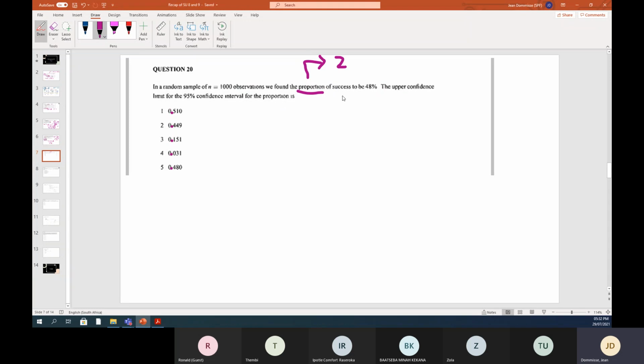Okay, so if we're working with 0.48 as your value, then the upper confidence limit will be bigger than that. So it needs to be bigger than 0.48. If we look at your options, that can be an answer.